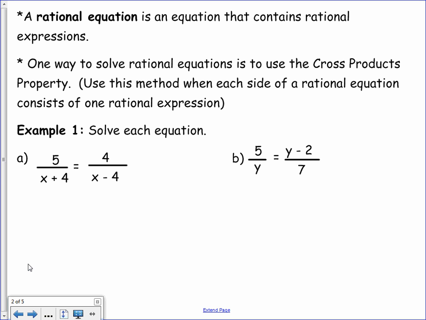And we're going to want to use this method if each side of a rational equation has just one rational expression. If there's more than one rational expression on each side, or even on just one of the sides, then we're not going to use this method.